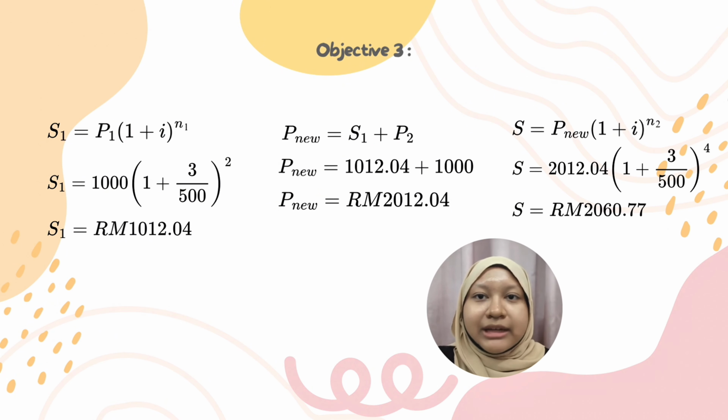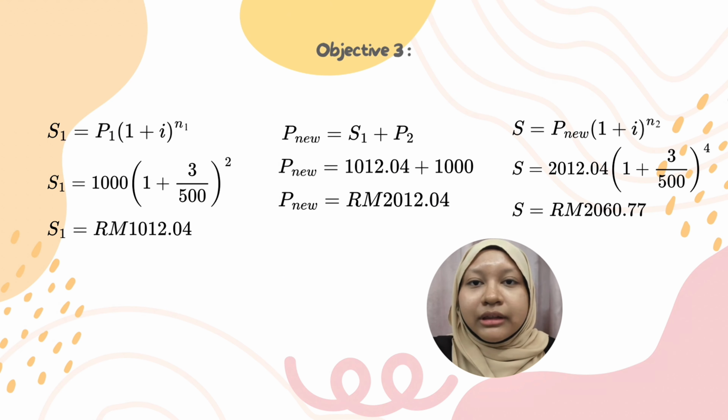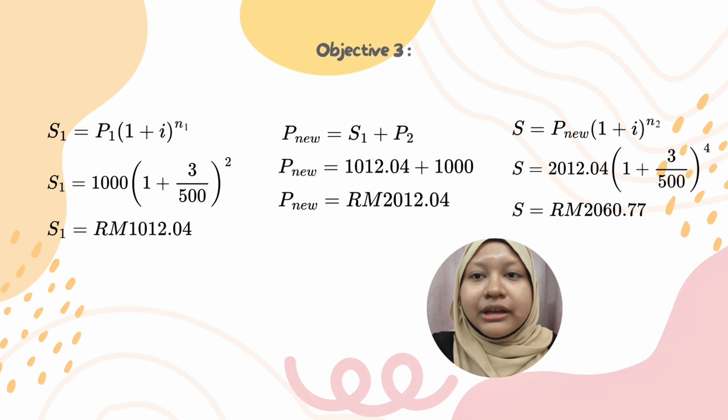Lastly, we will use the formula S equals P new, multiply in bracket 1 plus I to the power of N2. S equals 2,012 ringgit and 4 cents, multiply in bracket 1 plus 3 over 500 to the power of 4. Therefore, our S equals 2,060 ringgit and 77 cents.